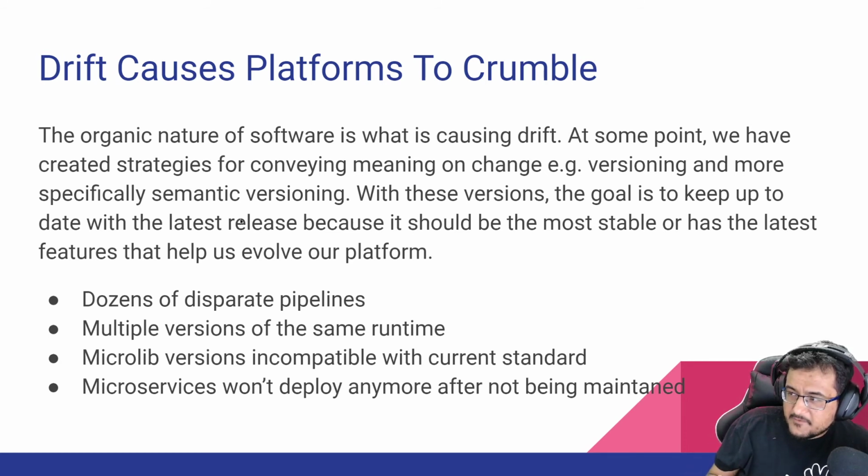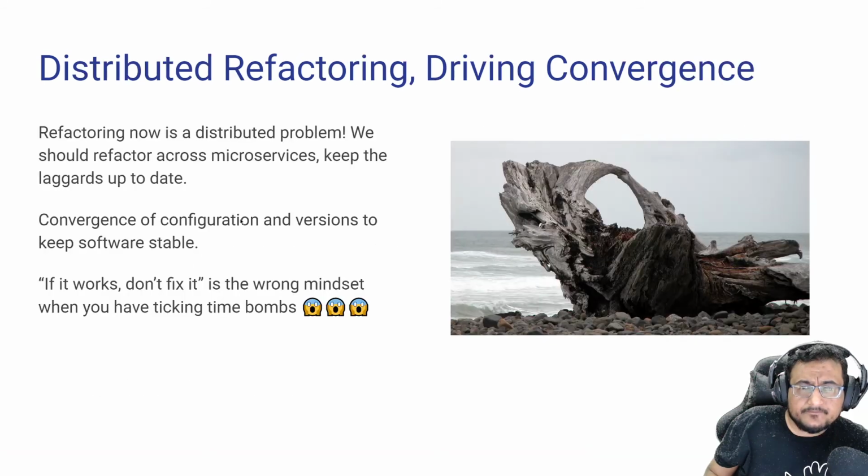And even if you have semantic versioning, whenever you introduce a new feature that needs to be enforced, you also need to update all the microservices that are using that library. And that's basically the problem of having a platform with all those services: they start to drift over time. So again, distributed refactoring, because refactoring became a distributed problem.